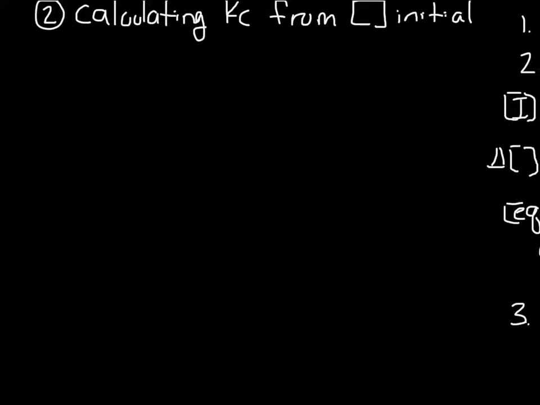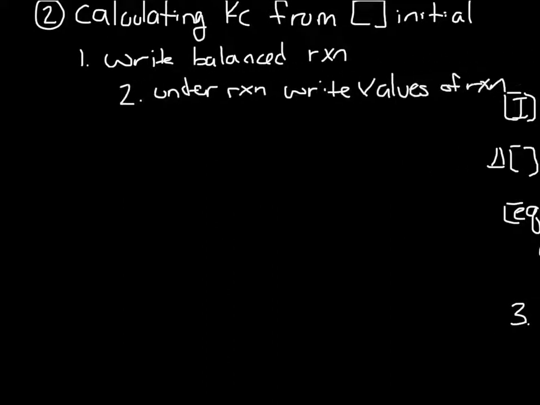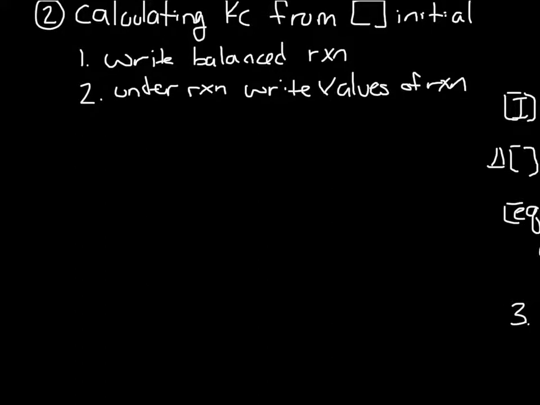The second calculation is we will be calculating the value of Kc when given the initial concentration. So when we're given the initial concentration, we have to go through and find the final concentration. Step 1, just like before, write a balanced reaction. Step 2, under each of the reactants and products, write the values of the reaction. What we mean by that is you're going to need 3 lines.